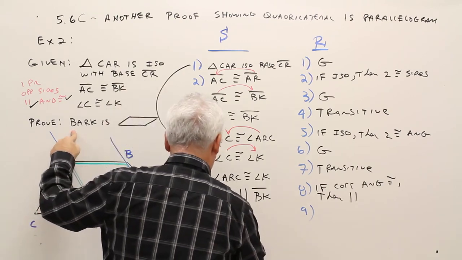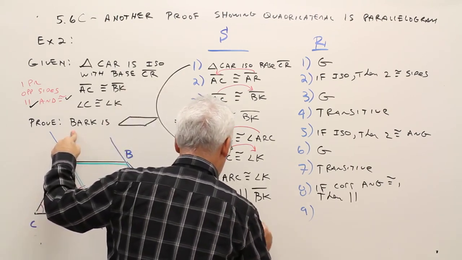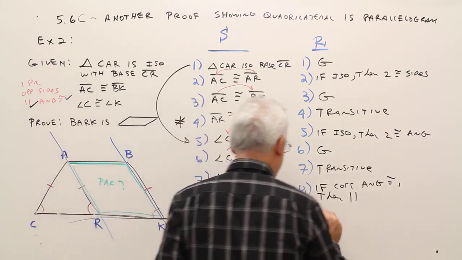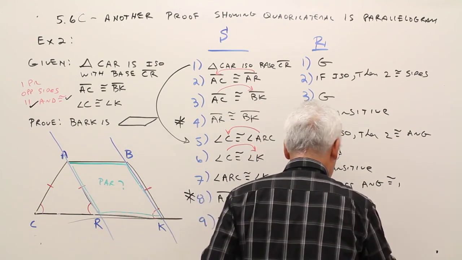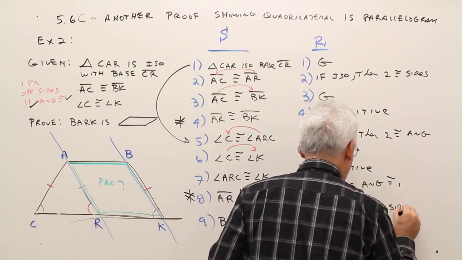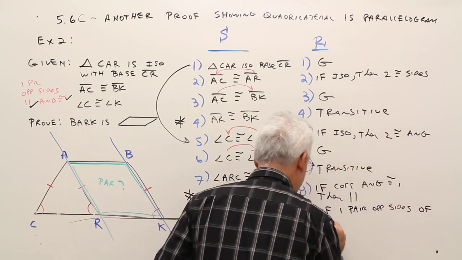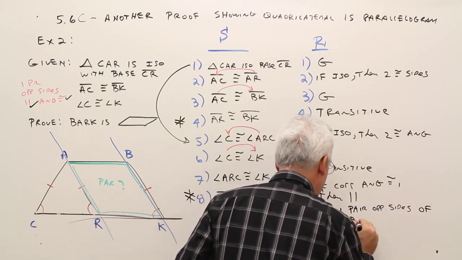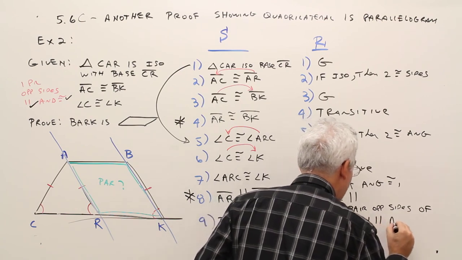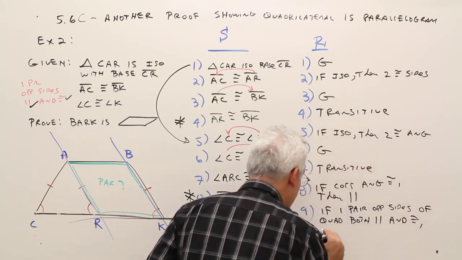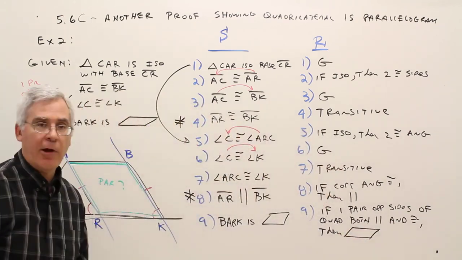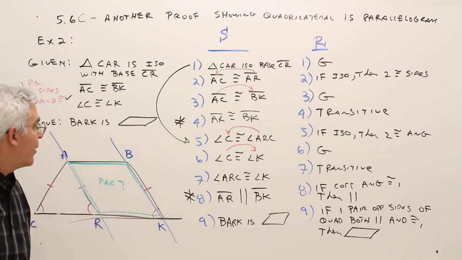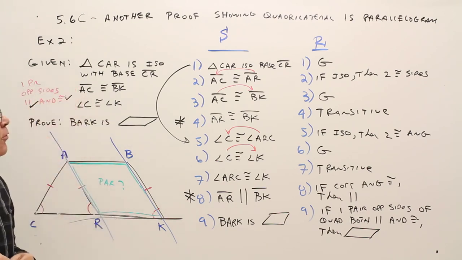So BARK is a parallelogram if one pair of opposite sides of a quadrilateral are both parallel and congruent, then, gosh darn it, we're a parallelogram. Whew, that was another tough one. So there you have it, another proof showing that a quadrilateral is a parallelogram.